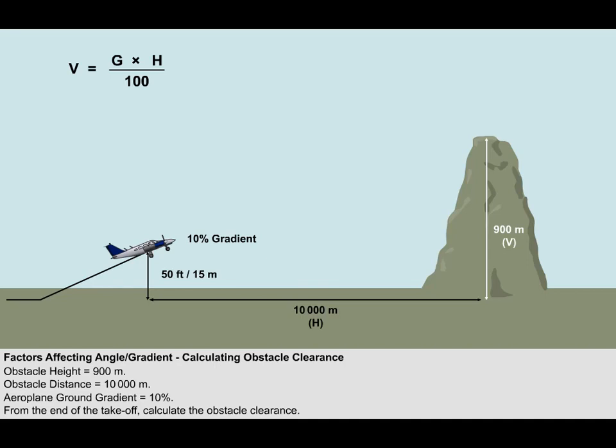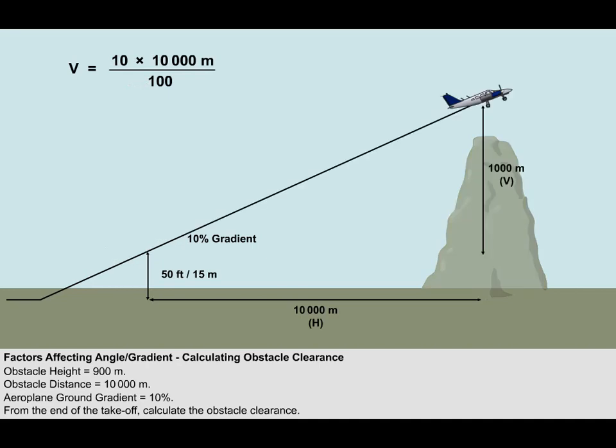Using the formula at the top left-hand side of the screen, you can see that to calculate the vertical, the gradient must be multiplied by the horizontal. This makes the equation 10% multiplied by 10,000 meters, divided by 100. The answer is 1,000 meters. This means the aeroplane will gain a height of 1,000 meters after covering a horizontal distance of 10,000 meters with a 10% climb gradient.